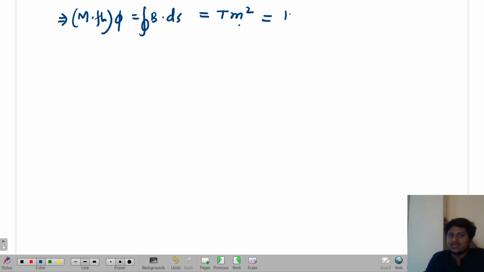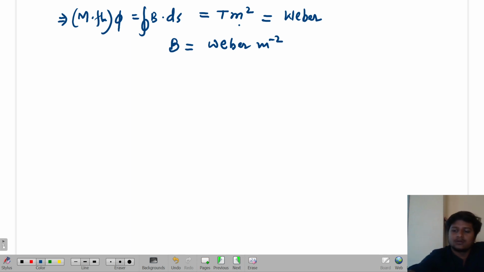This Tesla meter square is actually called Weber. What is it called? Weber. So that is why sometimes the SI unit of magnetic field is also called Weber per meter square, not only Weber. What is it called? Weber per meter square, right or not? Are you able to get me or not? Yes or no? Is it okay?